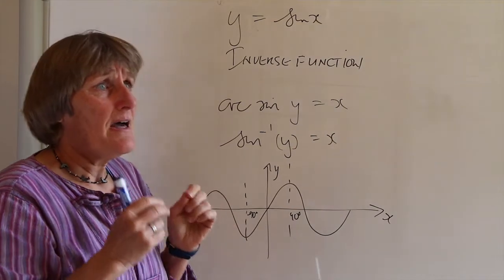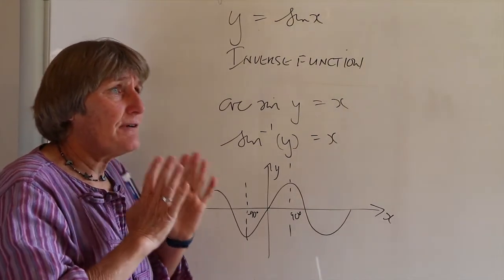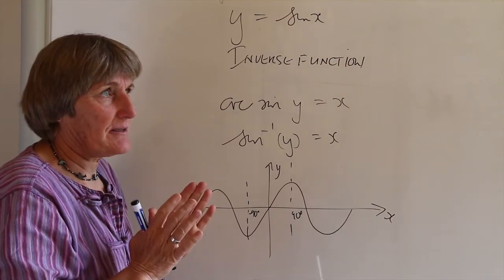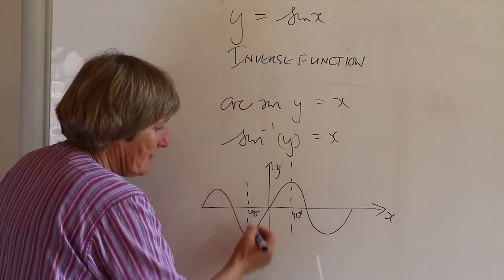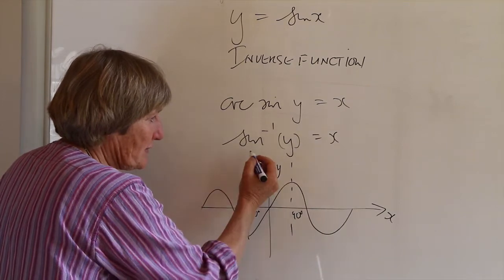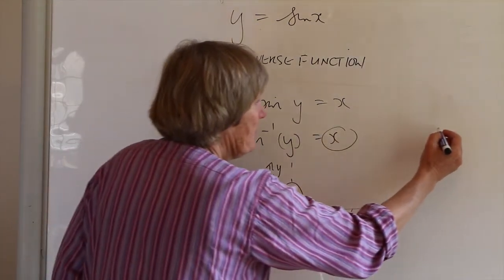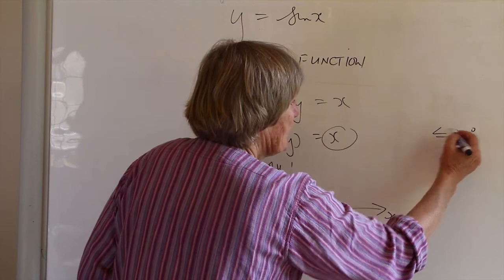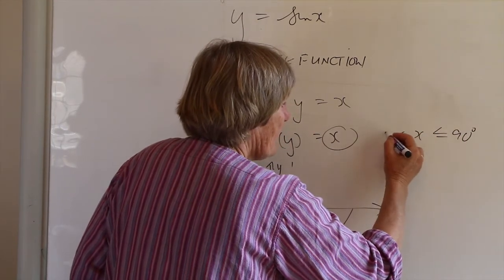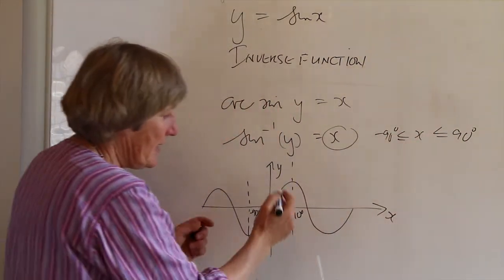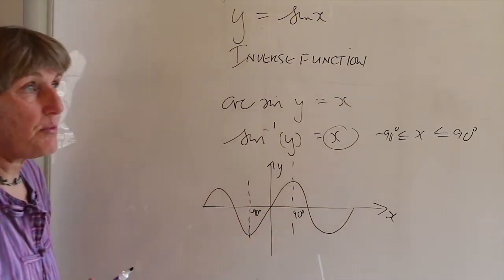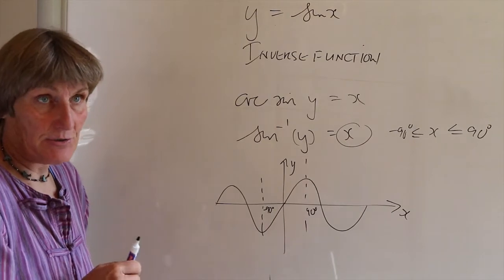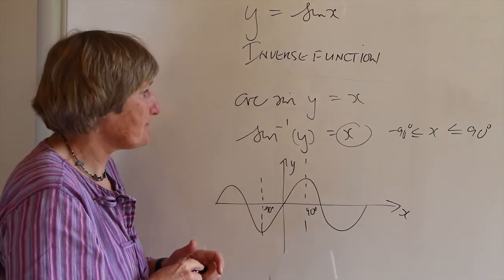Now for this inverse function to also be a function, you have to restrict the domain. So for sine, this angle can only be between 90 degrees and minus 90 degrees. Then it is a function, because otherwise you will get more than one angle that will give you the same ratio. So we restrict it.